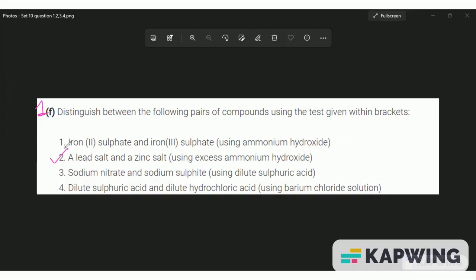So when we use lead salt with excess of ammonium hydroxide, we will find that a white precipitate has formed. And when we use zinc salt, then in excess of ammonium hydroxide, we will see a gelatinous white color precipitate. So these are the two ways by which we can say how lead salt and zinc salt will react with excess of ammonium hydroxide.